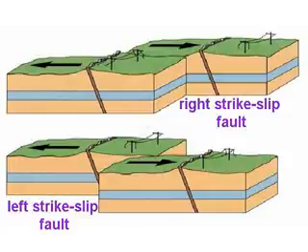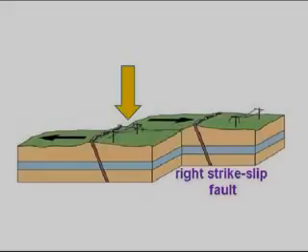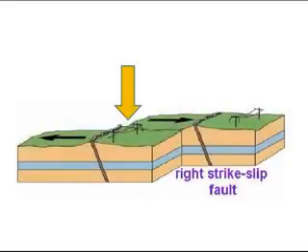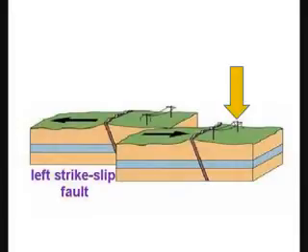So how do we tell the difference? Let's say you are standing next to this telephone pole on the slide. When you feel the earthquake, you look across the fault to the other side. If it all moves to the right, it is a right strike-slip fault. If everything moves to the left, it is called a left strike-slip fault.